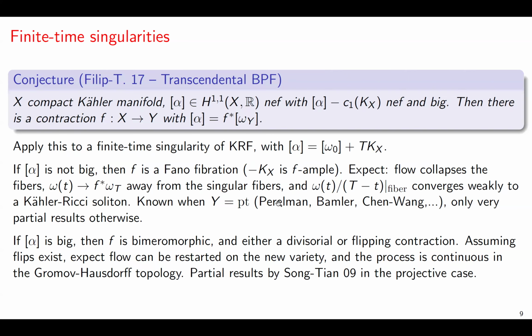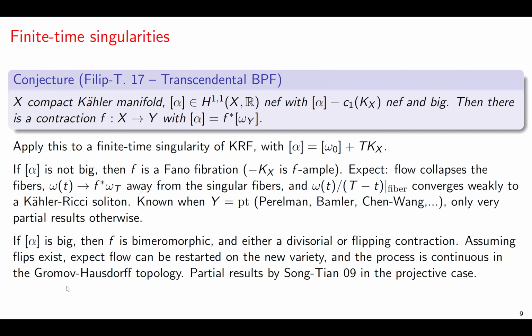The collapsing is proved by Perelman, in fact in unpublished work that was later written up by Natasha Sesum and Tian. And then the convergence to a soliton was the famous Hamilton-Tian conjecture, proved by Bamler and Chen and Wang. Many people did intermediate work on this. However, if Y is not a point, again, only extremely partial results are known. As I said, even the case of P1 times P1 is not done. So this is one major point where the behavior of the flow is very mysterious.